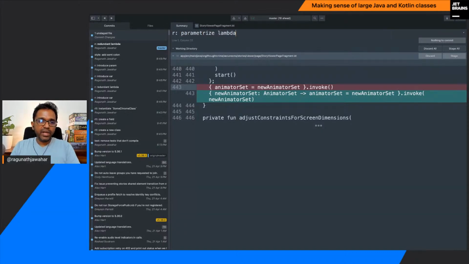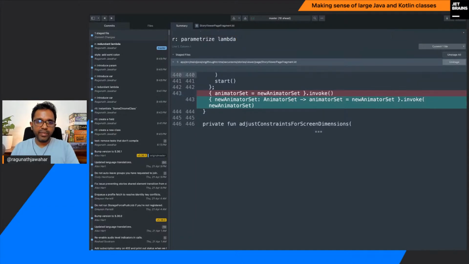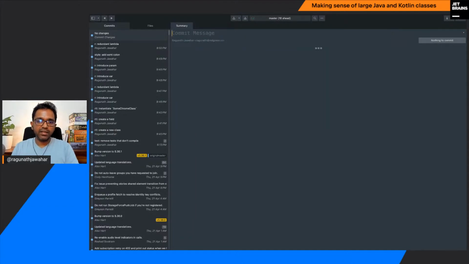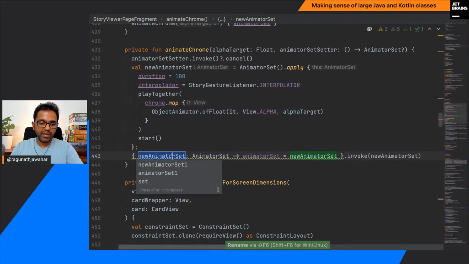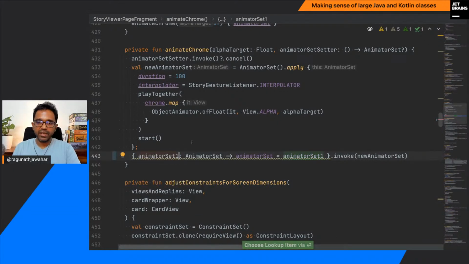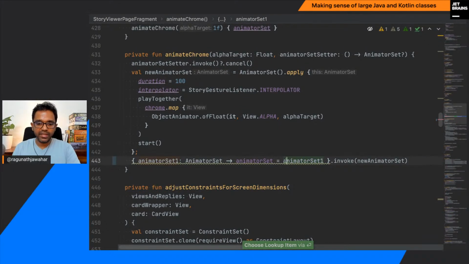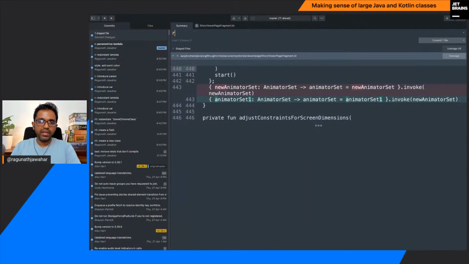Whenever you use the IDE to make the changes, you just mark it with R so that you know these are safe changes. Now this is the variable shadowed. I'm just going to rename this to animator set. Or I think I'll call it animator 1 because there's going to be a name conflict. It's fine. We can always rename it later. So rename parameter.